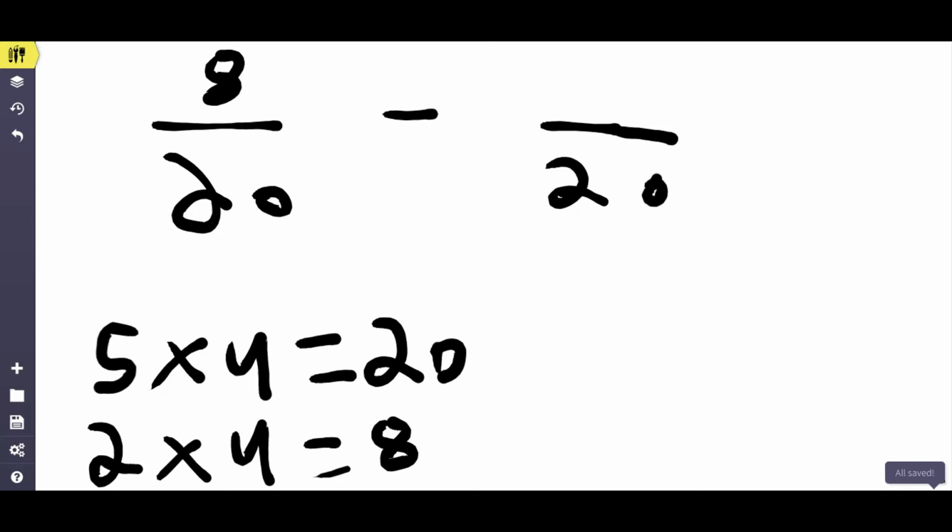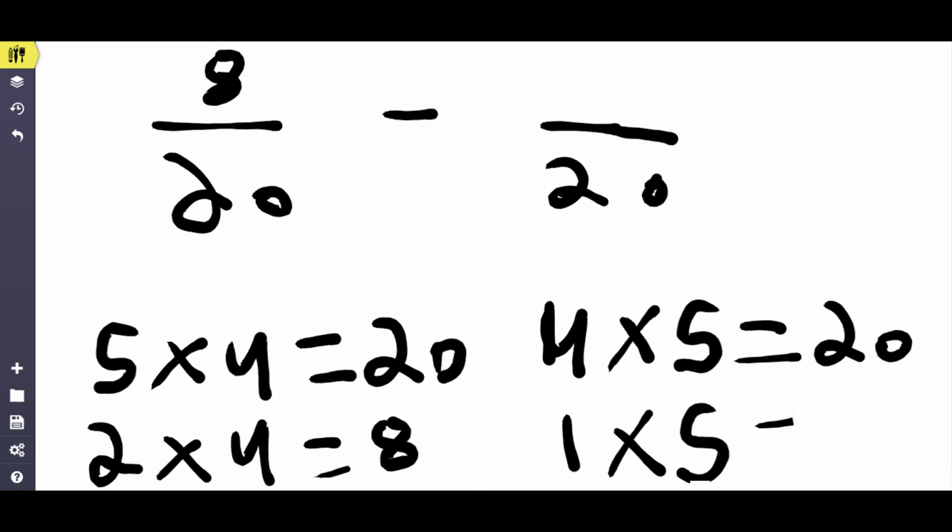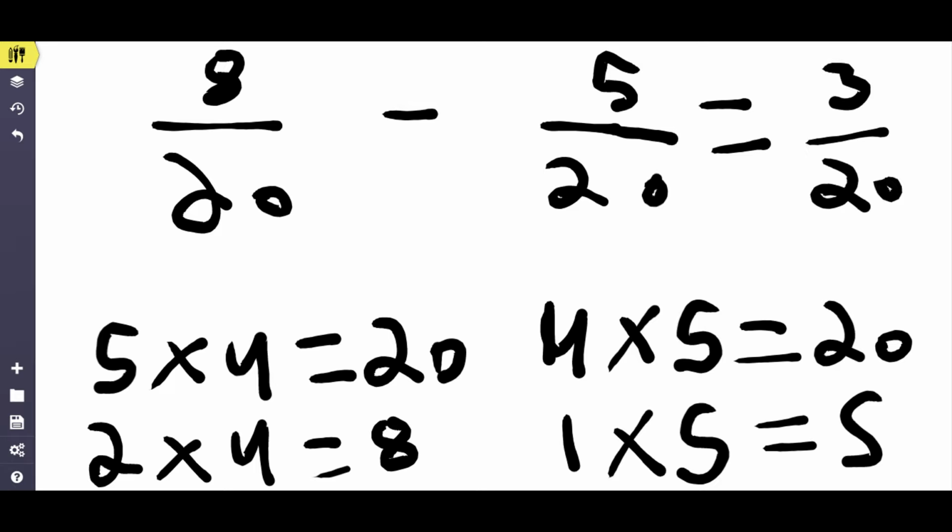And then you had 1/4. So you had 4 times 5 equals 20. So now 1 times 5 equals 5. So now this is what you have. And then of course, 8 subtract 5 would be equal to 3/20. And this can't go any lower.